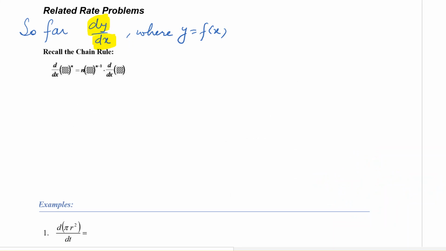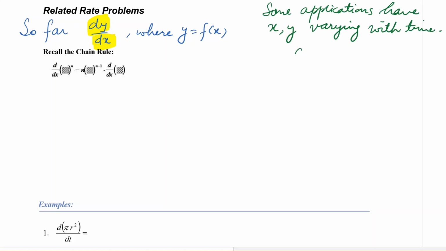So far, we did some maxima minima problems where we were maximizing or minimizing one quantity with respect to another variable, where y is a function of x. But some applications have x and y varying with time. In other words, we deal with the change in one variable with respect to time or the change in another variable with respect to time. So we are talking about the rate of change of different variables with time. Problems in which we will have dx over dt or dy over dt are called related rate problems.